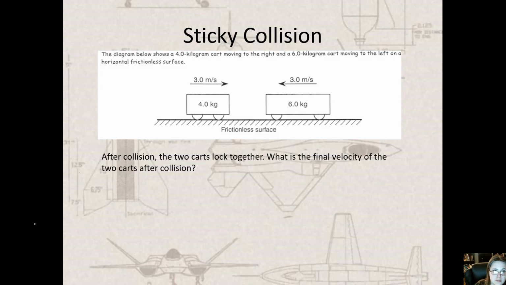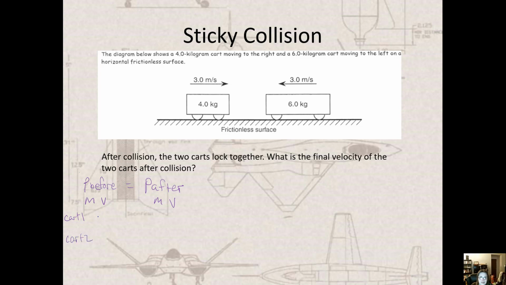So let's create our table. So P before is equal to P after. Momentum before is equal to momentum after. This is mass times velocity, mass times velocity. We have cart 1 and cart 2.